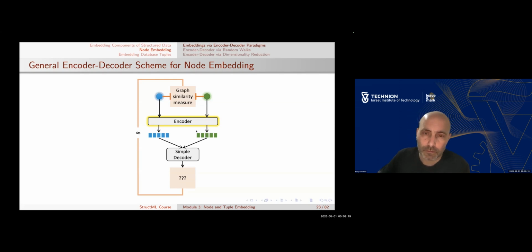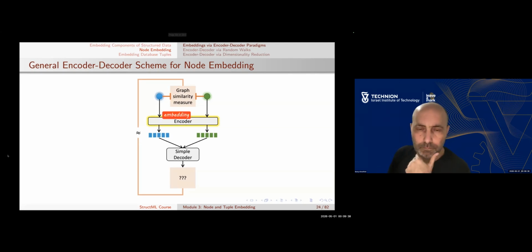It's important that you use a simple decoder, and so the responsibility of being good is actually on the embedding. The embedding should be good, and if these are good embeddings, you should be able to reconstruct the measure. That's the idea.